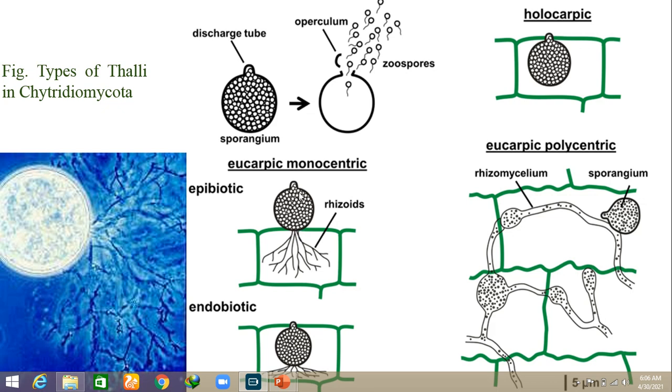thalli. Epibiotic means the thallus structure is outside the host cell, and only the rhizoids have penetrated inside. This is the endobiotic thallus, in which the thallus and rhizoids are both entirely inside the host cell. These are the eucarpic polycentric fungi, the polycentric type of chytrids in which there are many sporangia and rhizomycelium inside the host cells along with sporangia, and there are more than 2 sporangia inside the host cell.